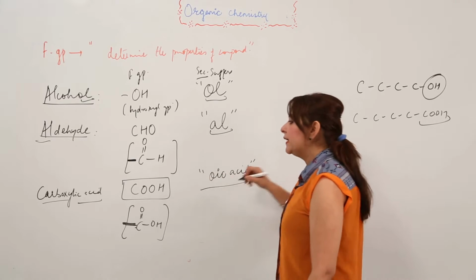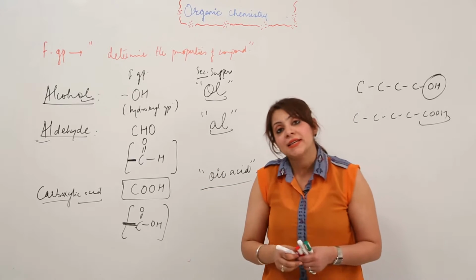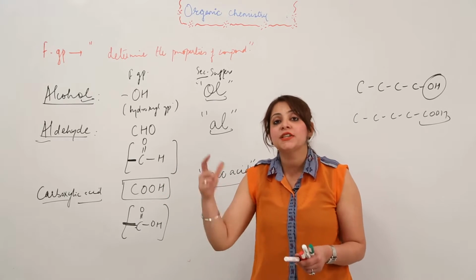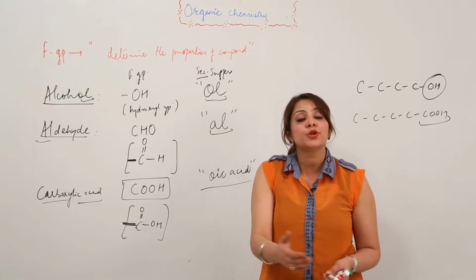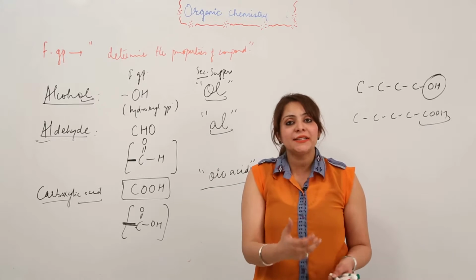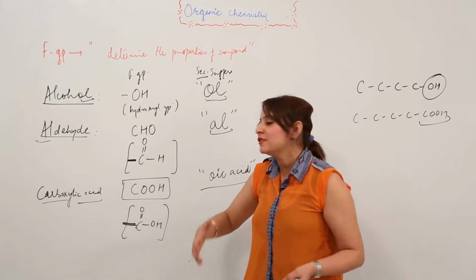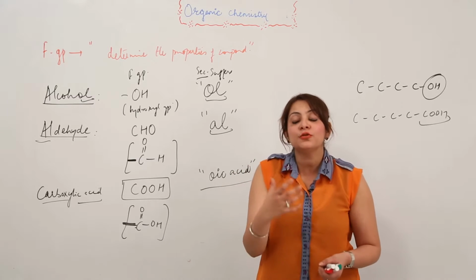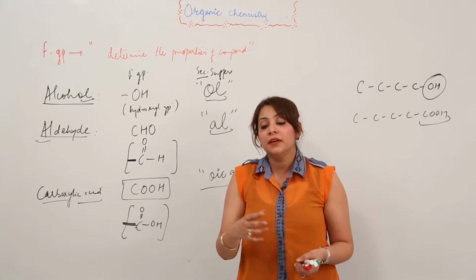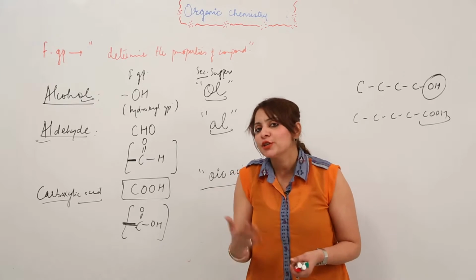So oic acid is a suffix for the carboxylic acid. Carboxylic acid, that means the oic acid, like methanoic acid, ethanoic acid, butanoic acid, propanoic acid. You don't get confused. I'll be explaining afterward how you get to make these compounds. It is so simple to remember these names as well, right? So it is not a big deal.